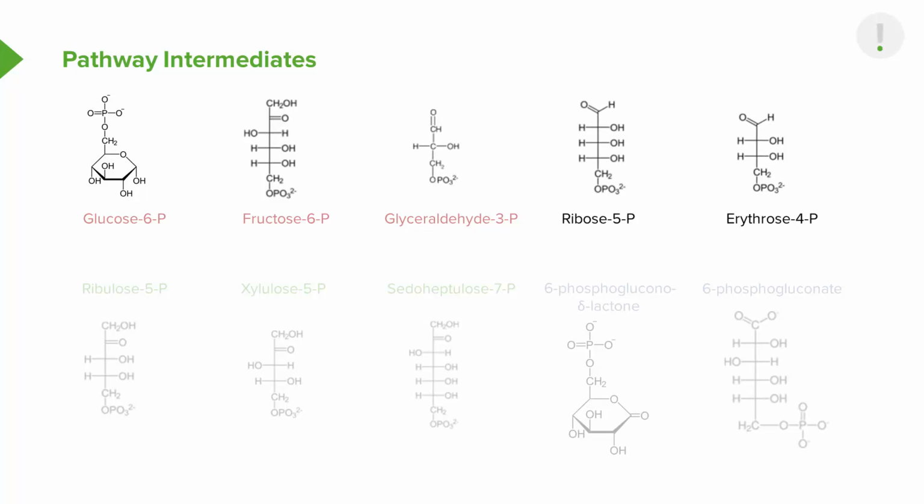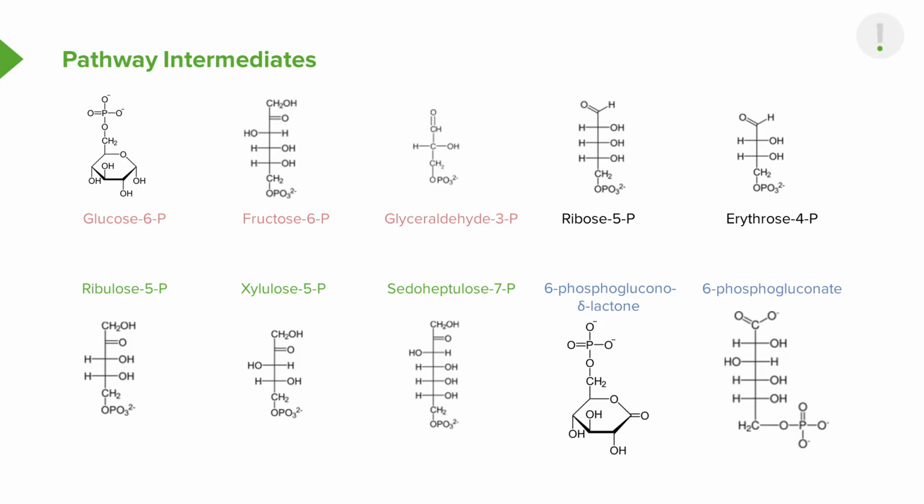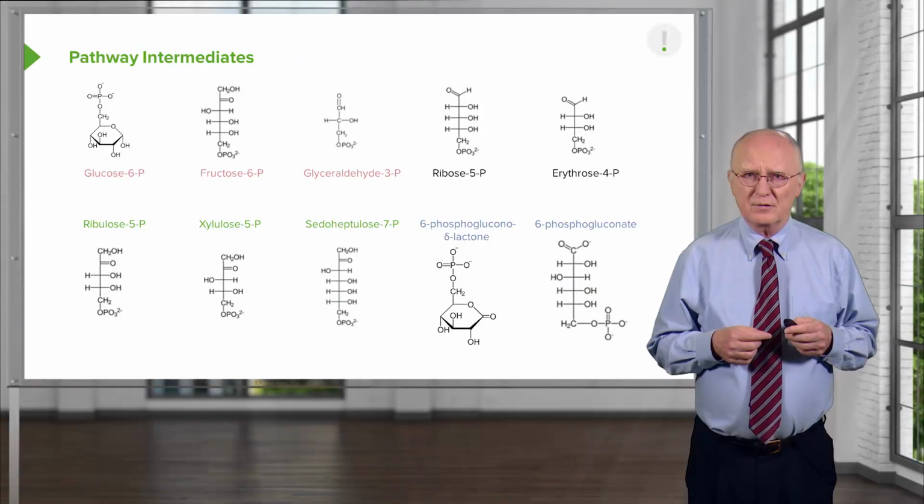The next 2 intermediates are important in other pathways: ribose 5-phosphate, as I noted, for nucleotide metabolism, and erythrose 4-phosphate for making aromatic amino acids. The next 3 are relatively unusual, relatively rare sugars that aren't found too much outside the pentose phosphate pathway and include ribulose 5-phosphate, xylulose 5-phosphate, and sedoheptulose 7-phosphate. And the last 2 are sugar derivatives that are pretty much found only in the pentose phosphate pathway.